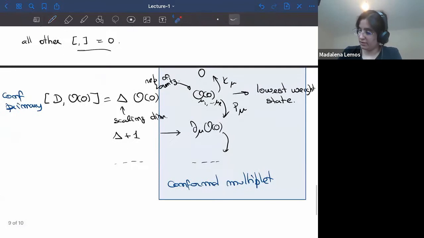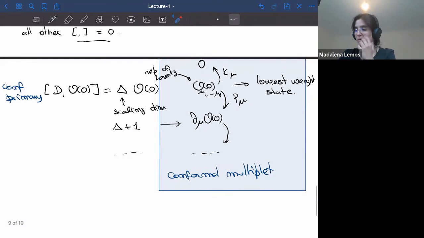So it's a conformal primary that is killed by the special conformal transformations. It has some definite weight and it transforms in some representation of the Lorentz algebra. And then I build the whole module by acting with P_mu's, with momenta. And acting with momenta is just acting with derivatives. So I just get the whole conformal multiplet. And now we want to build superconformal ones.